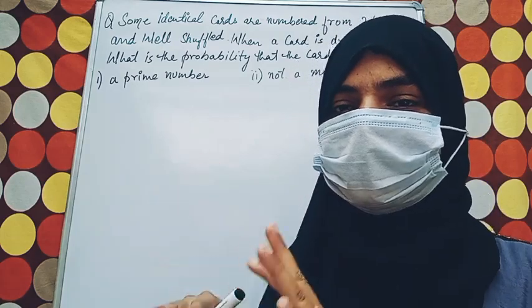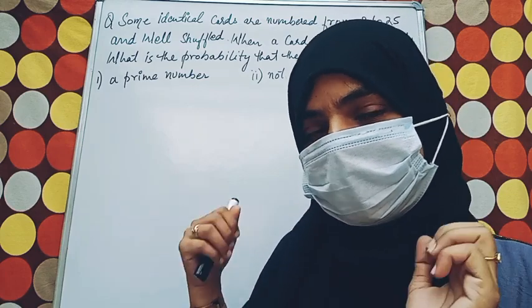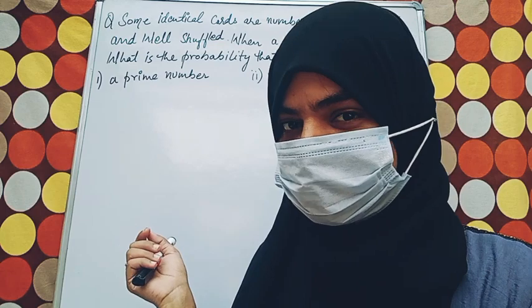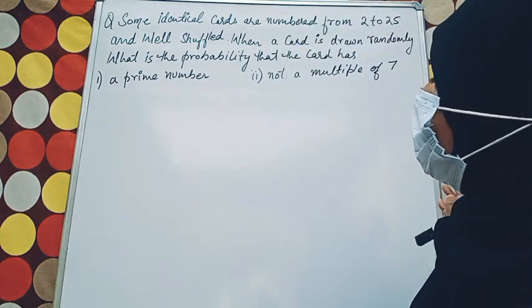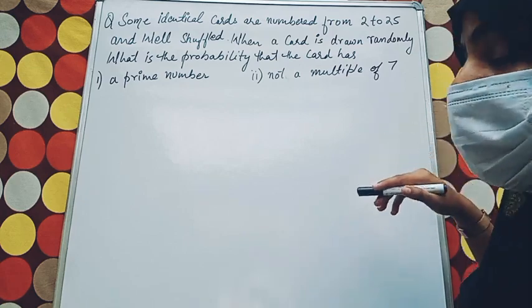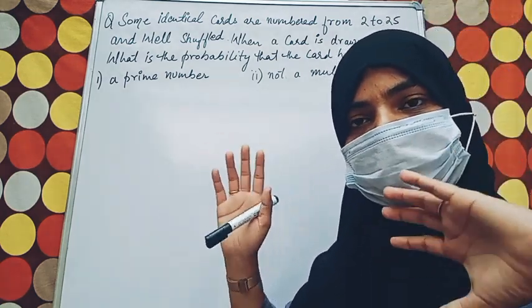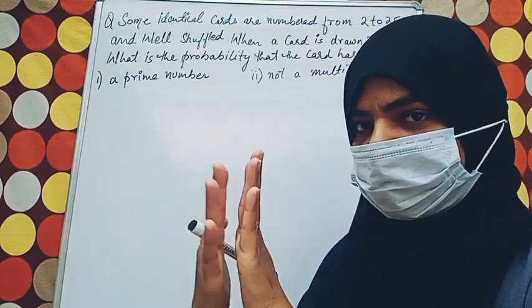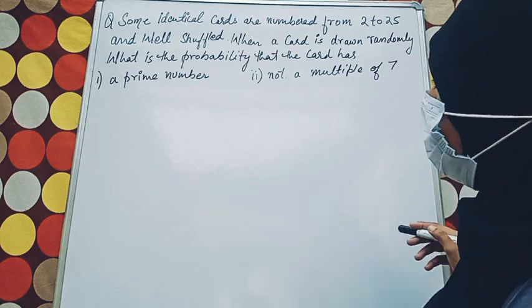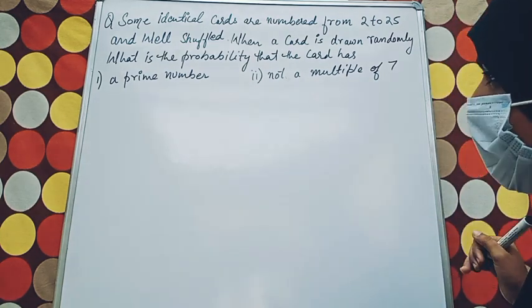So today we are going to discuss one question I have brought for you. Let me read it out so that you can understand, and then we will be solving it. So let's begin. The question says, some identical cards are numbered from 2 to 25. Identical cards means the same sort of cards, numbered from 2 to 25. When well shuffled, when a card is drawn randomly, what is the probability that the card has?